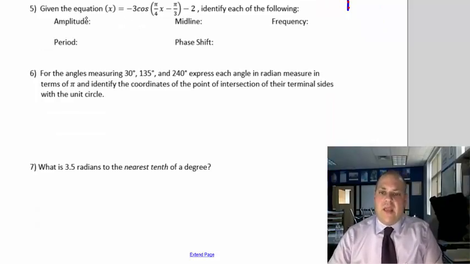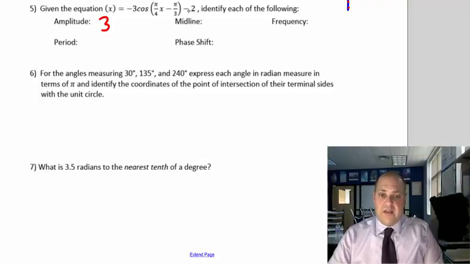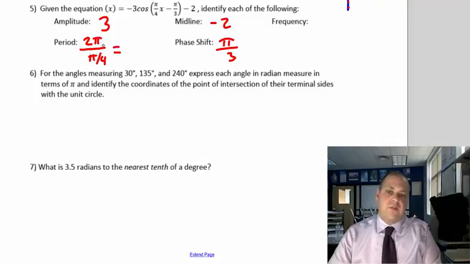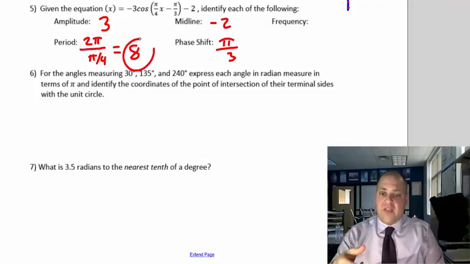All right, so here we go. Amplitude is 3, right? You disregard the negatives, absolute value. The midline is -2. The phase shift is pi over 3. Remember, it's positive pi over 3 because there's a negative there. You change the sign. The period is 2 pi over w. w is pi over 4. So keep, change, flip. We've done this a million times. The pi's are going to cancel, and you're going to get 8. 8 is the period. And the frequency is the reciprocal of the period, so the reciprocal of 8 is 1 over 8.